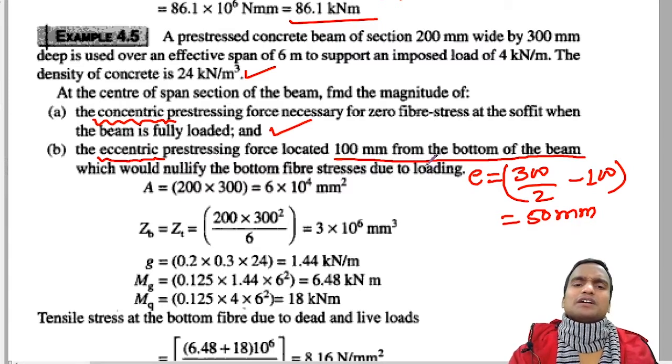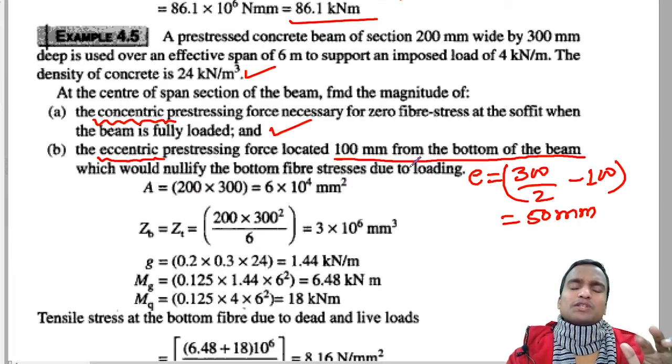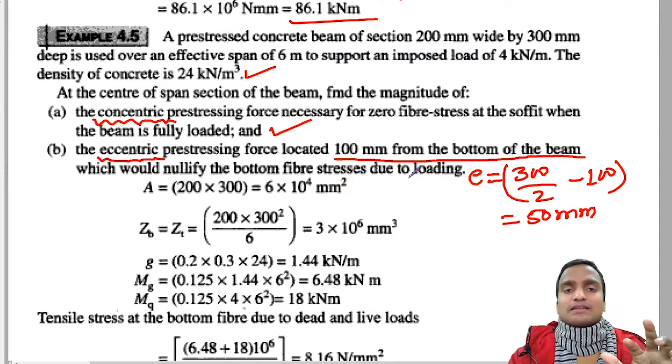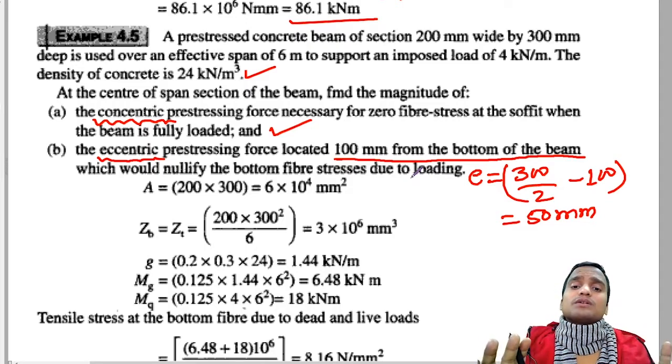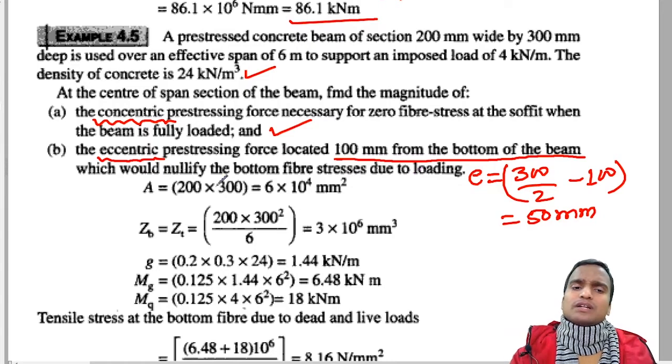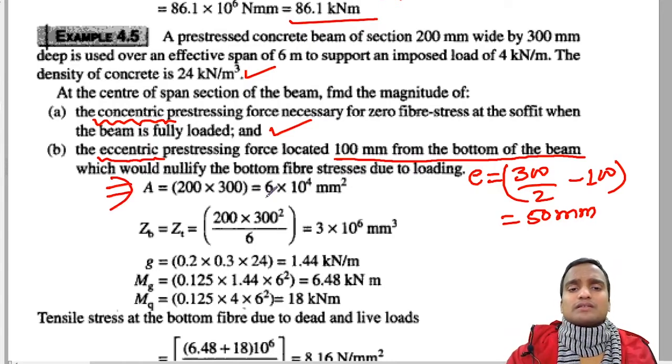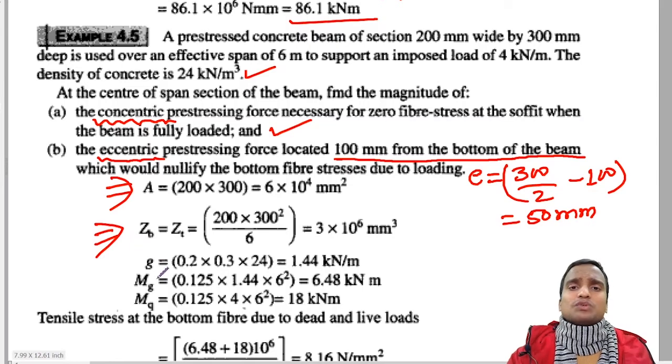So ultimately, in both the questions, pre-stressing is done. First case is concentric pre-stressing, second case is eccentric pre-stressing, but the goal is that we want zero fiber stresses at the soffit due to external loadings. So let's start this. The total area of concrete section is this 200 into 300 mm square, and this is a symmetrical section, so don't worry, ZB is equal to ZT is equal to BD square by 6, and this is also easy to calculate.